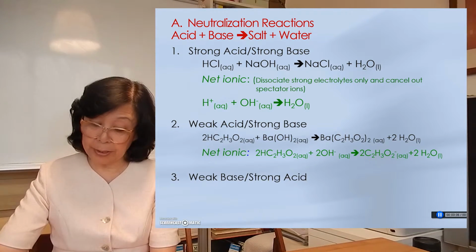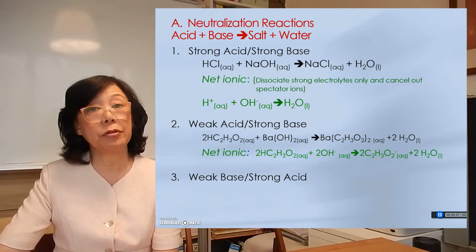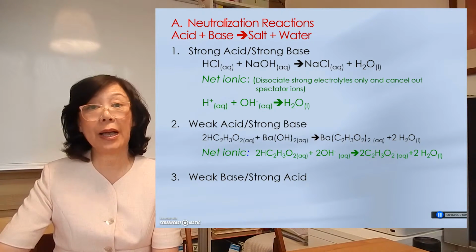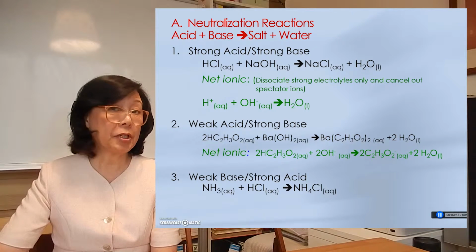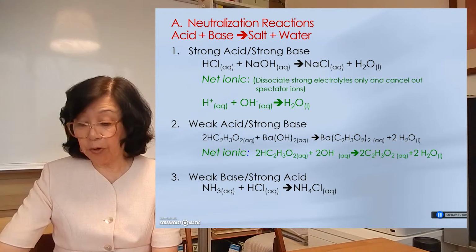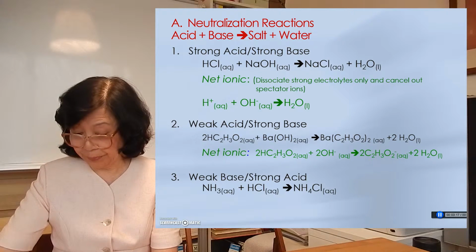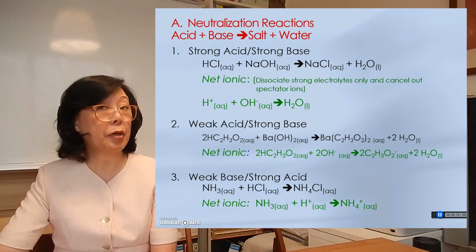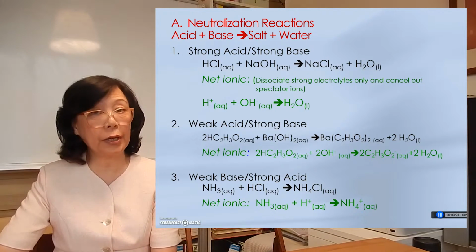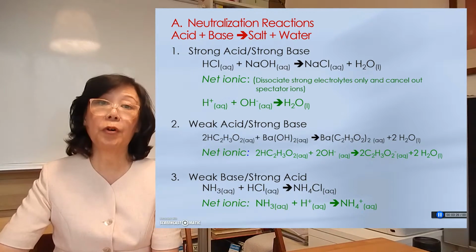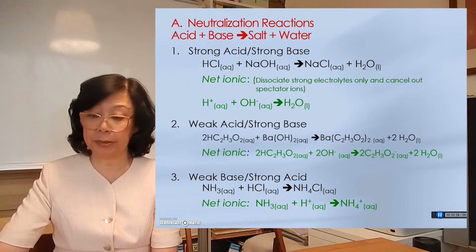The third category is neutralization between a weak base and a strong acid, such as ammonia, the weak base, neutralized by the strong acid, hydrochloric acid, forming ammonium chloride. So the net ion equation, after canceling out the chloride spectator ion, you have NH3 plus H plus to form ammonium ion, NH4 plus.